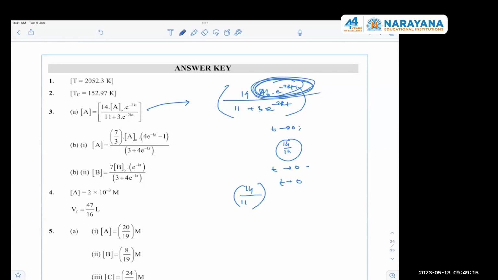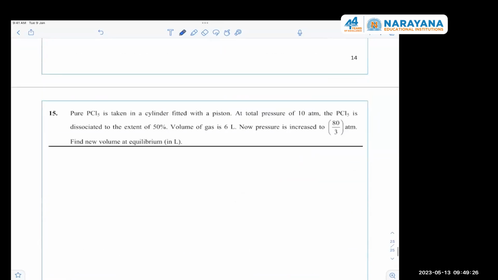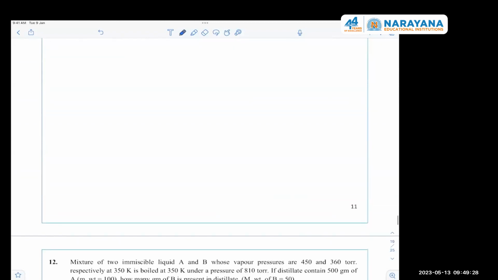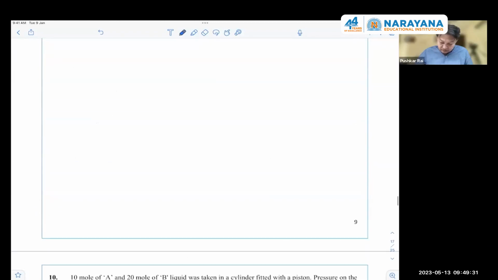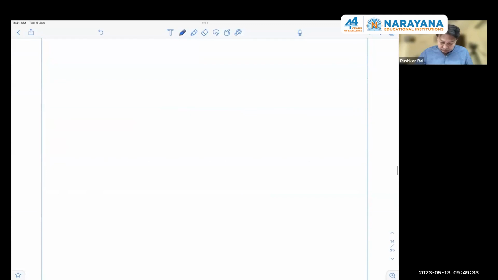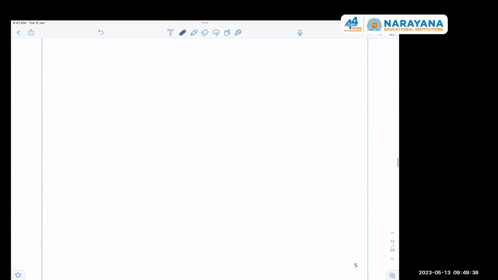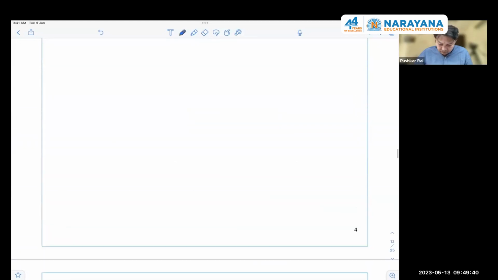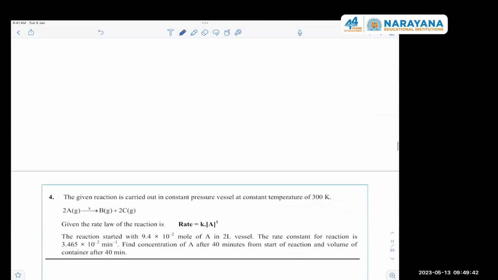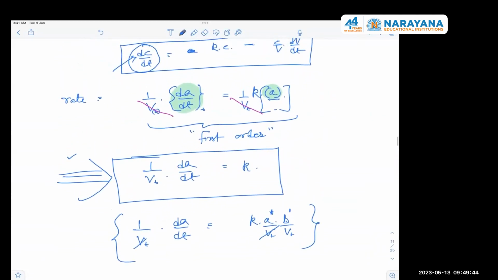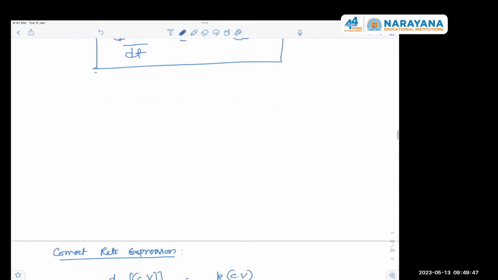Does it make sense? I mean, if we send e power minus 2kt below, we get a decreasing term. I'll solve it and show you. You said it is a 14 by 11 factor. But if we send e power minus 2kt below, we get 14 by 11 e power 2kt plus 3, which is decreasing with time, not increasing.